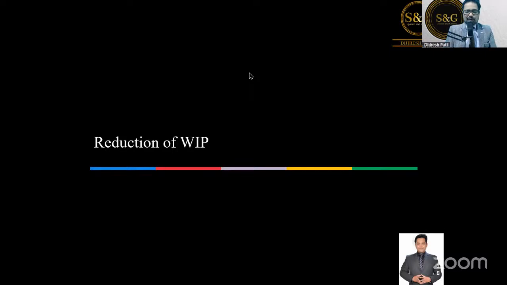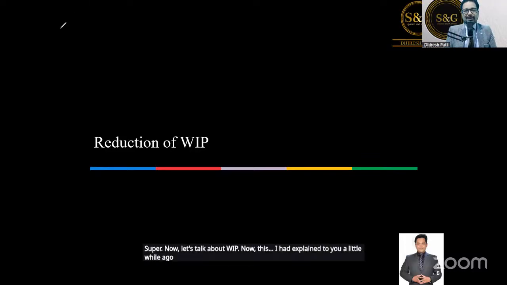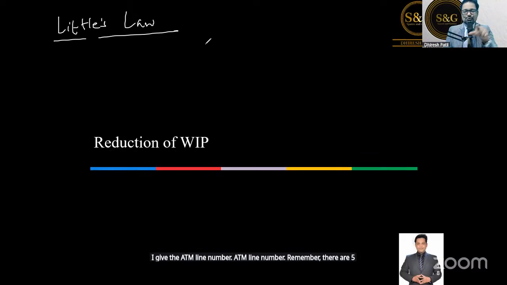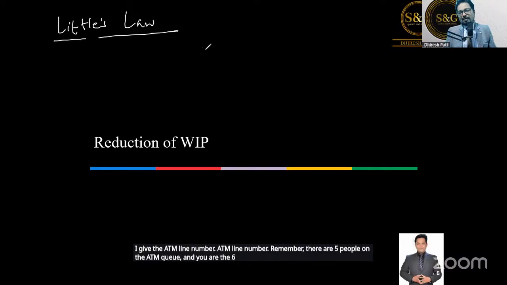Super. Now let's talk about WIP. This I had explained to you a little while ago, if you remember, called Little's Law. How many of you remember Little's Law? I gave the ATM line example. Remember, there are 5 people in the ATM queue and you are the 6th person. How many of you remember that? If not, it's okay.